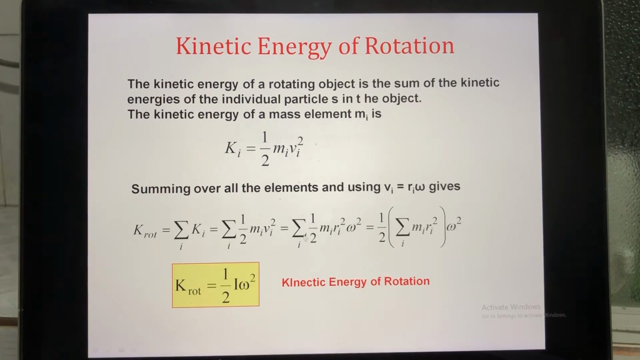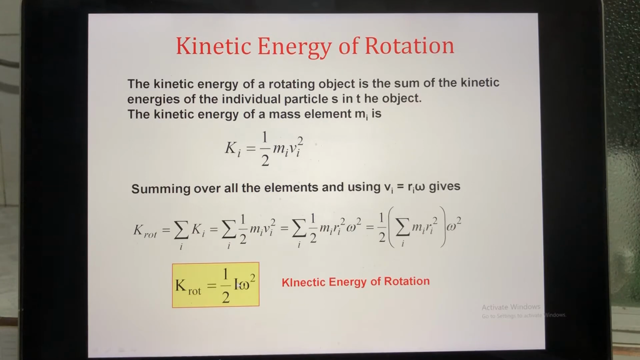So if all particles have the same angular velocity, I get the angular velocity out from this sum like this. And remember, this sum we denote as I, and we call this one the moment of inertia. So this sum is I, the moment of inertia. So we rewrite it like this.